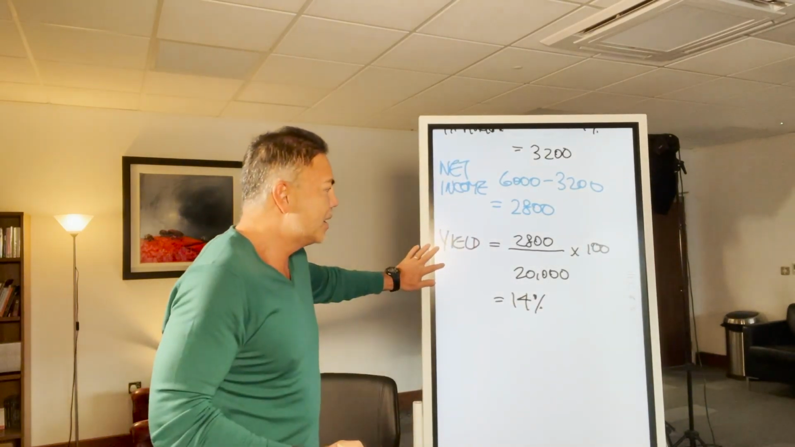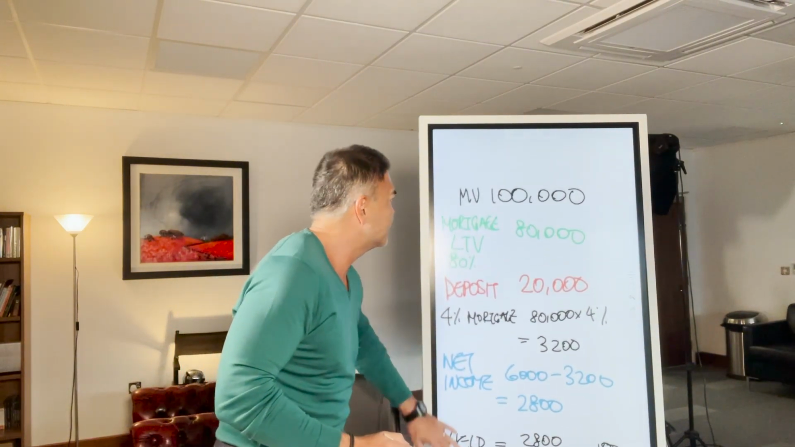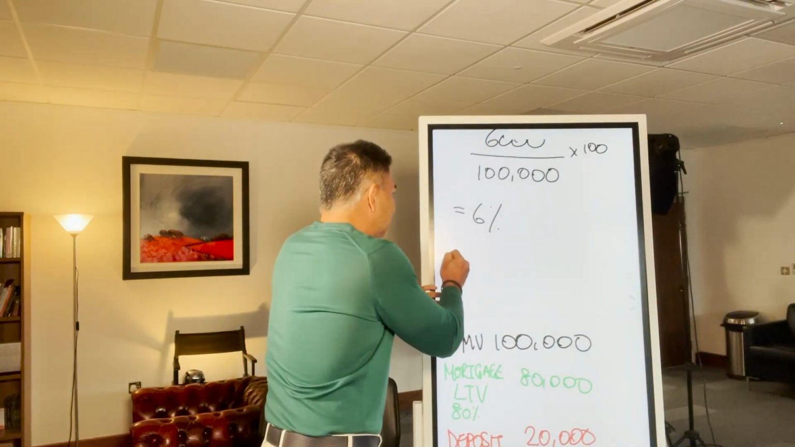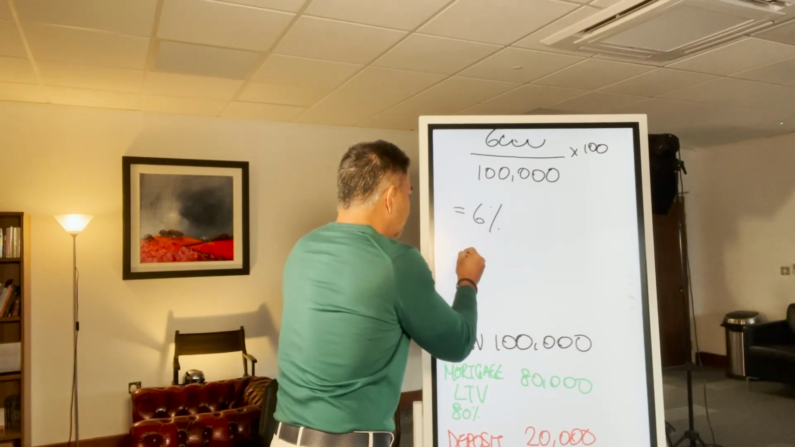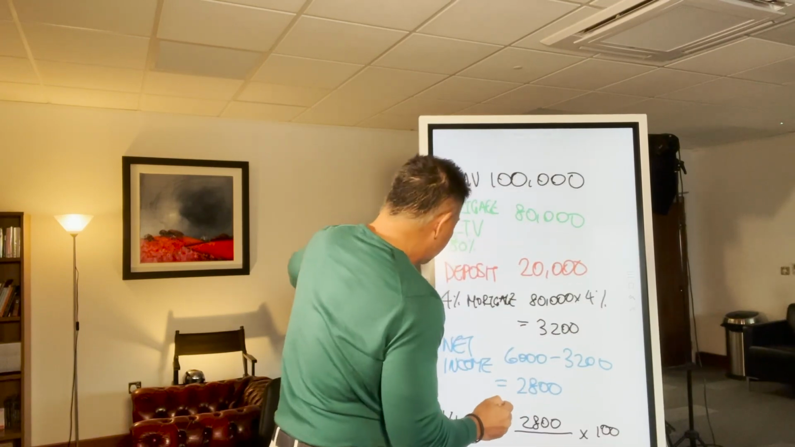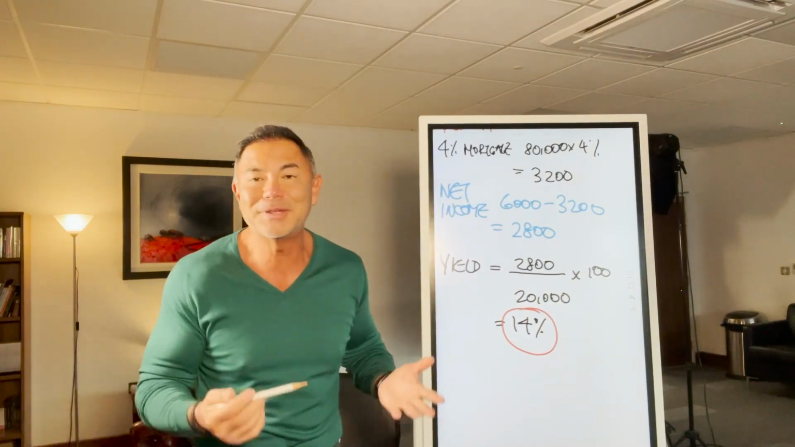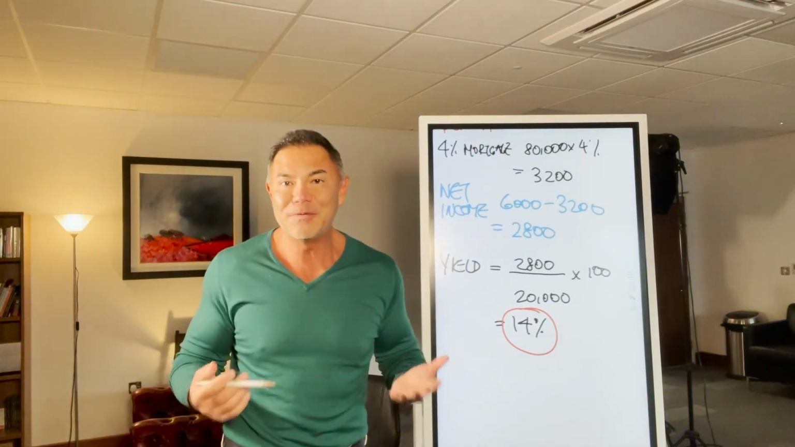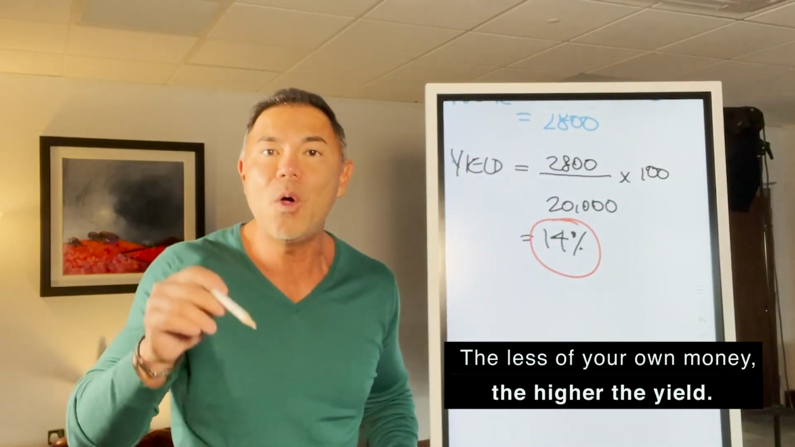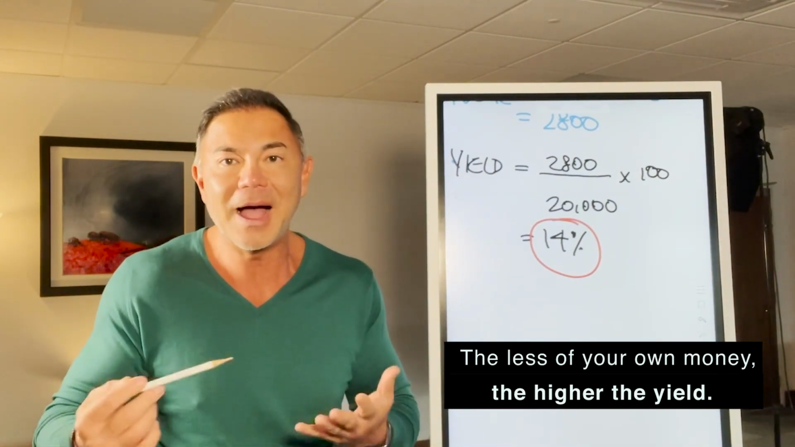So now you can see by getting a mortgage, your yield actually has gone from 6%, which is here. Let me just circle it. 6% to a whopping 14%. So would you rather get 6% or 14%? Of course, you prefer the higher yield. So what does that teach you? What it teaches is that the less of your own money that you put into the deal, the higher the return on your investment or the higher the yield.